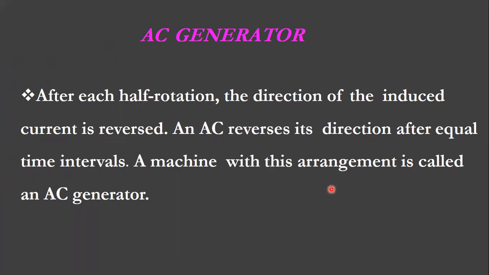A machine with this arrangement is called an AC generator. It means here, children, in an AC generator, the direction of the induced current is reversed after every equal interval of time. It means the direction of the current changes after every half rotation. Here the machine with this arrangement is called an AC generator.